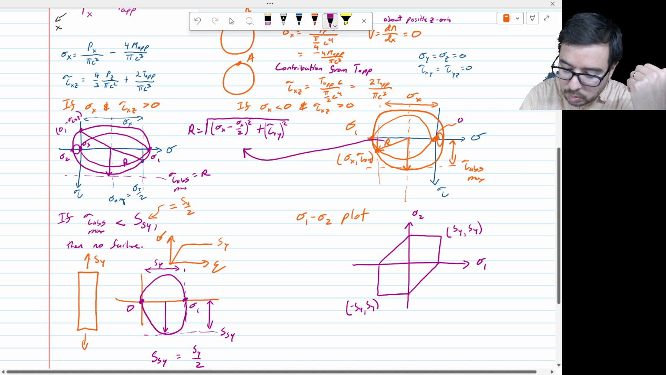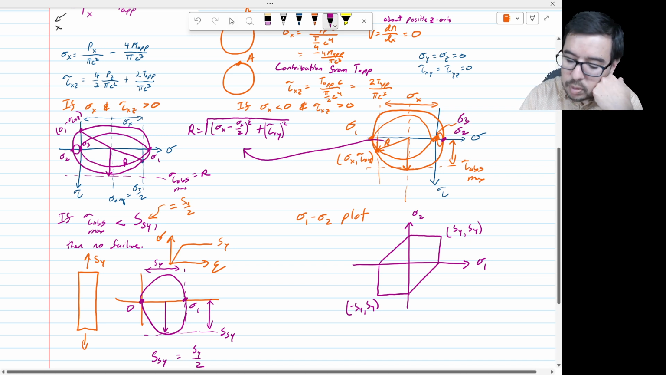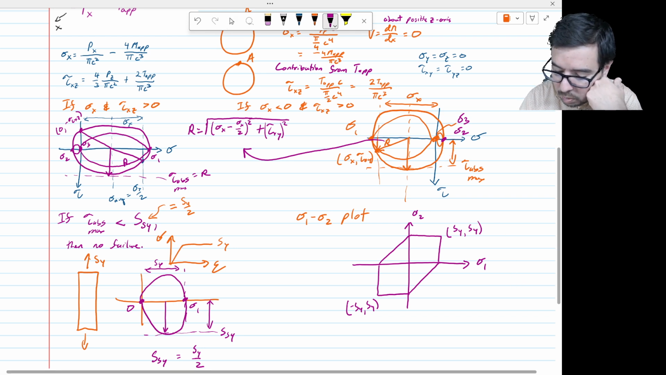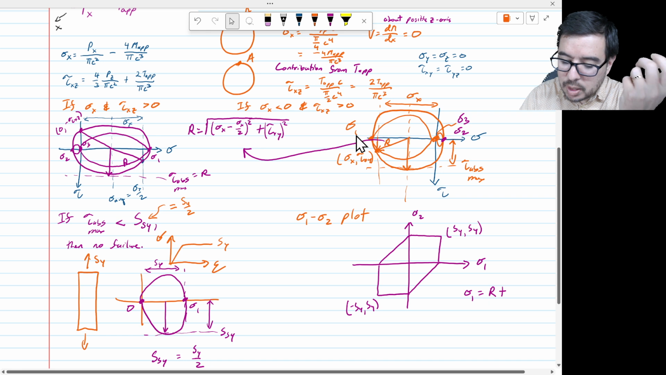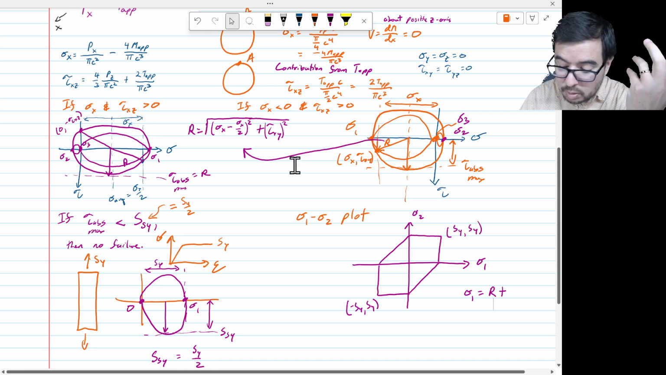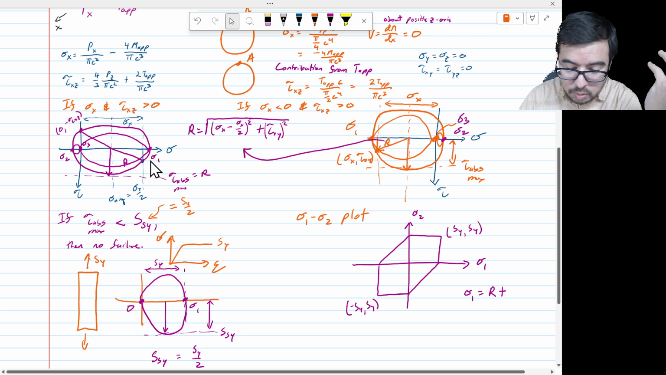Sigma 3 is at the middle. Okay, sigma 2 is out here. That's this little point out here. So I can write out that sigma 1, and I had to calculate what that radius is, right? Sigma 1 is going to be r plus the... and I'm taking some liberties here because sigma 1 is really negative, but I'm looking at the magnitude of it. So I could do that here.